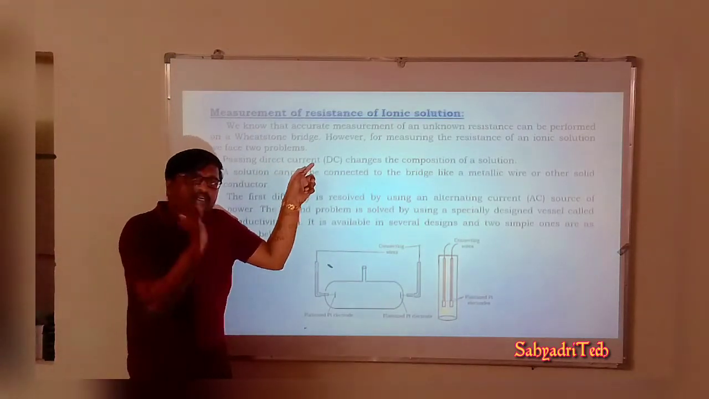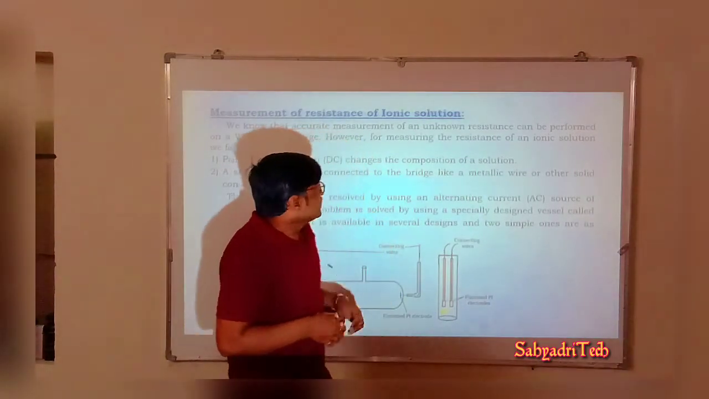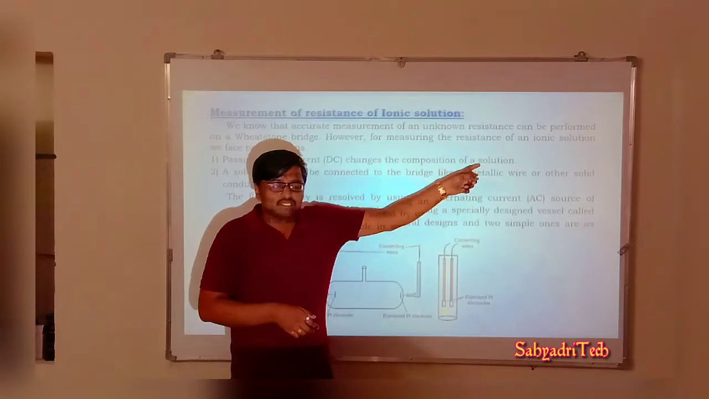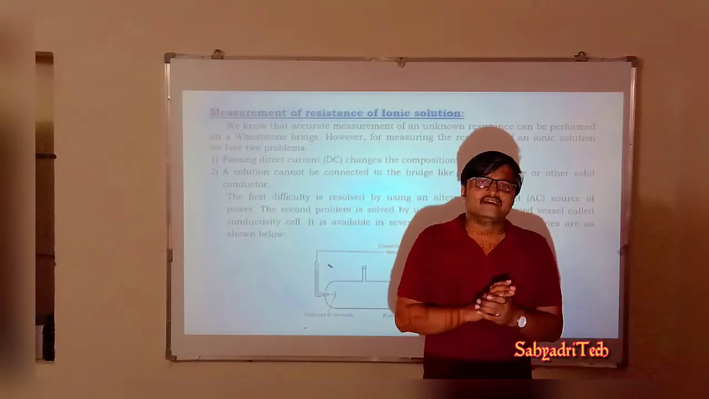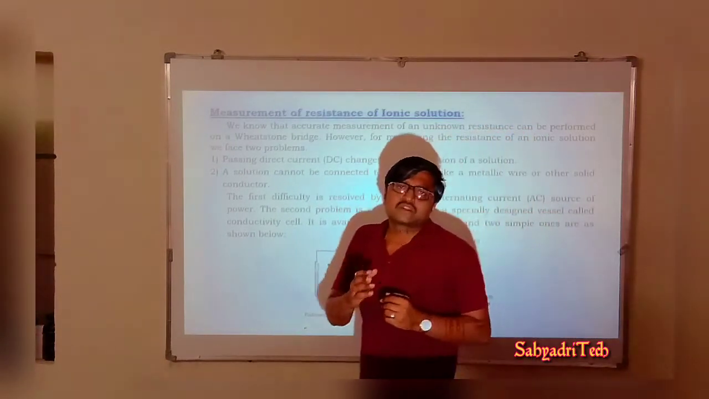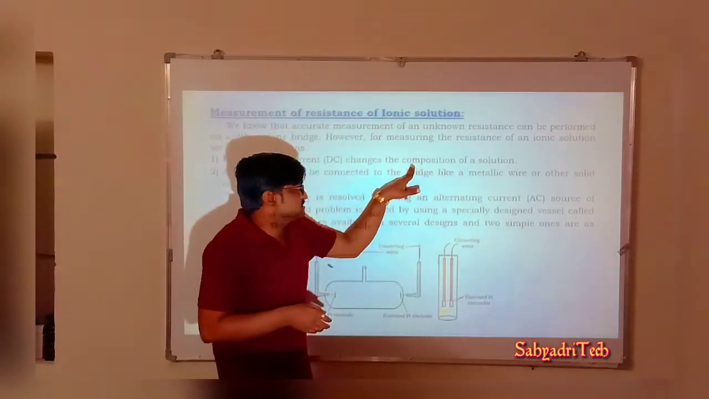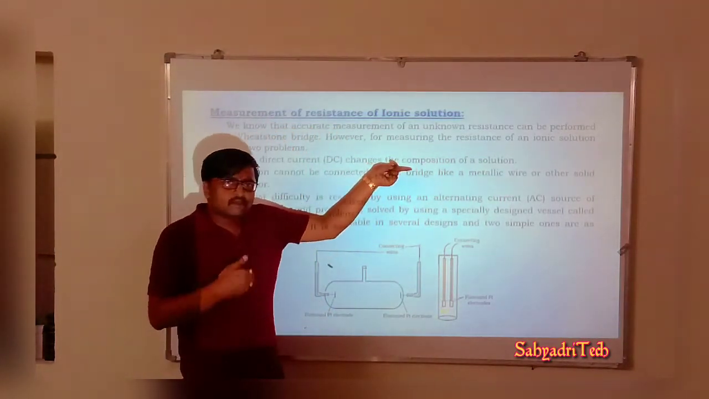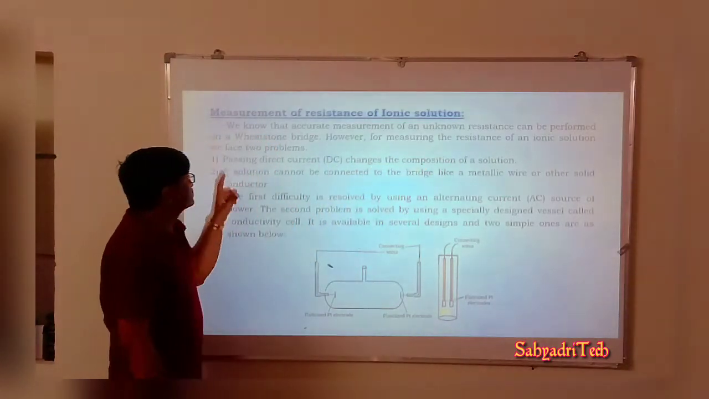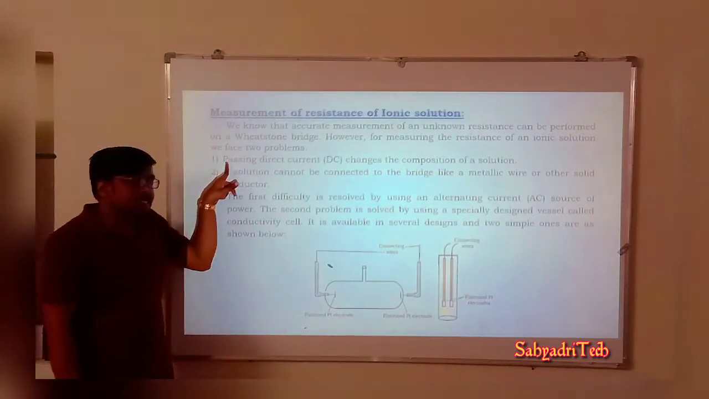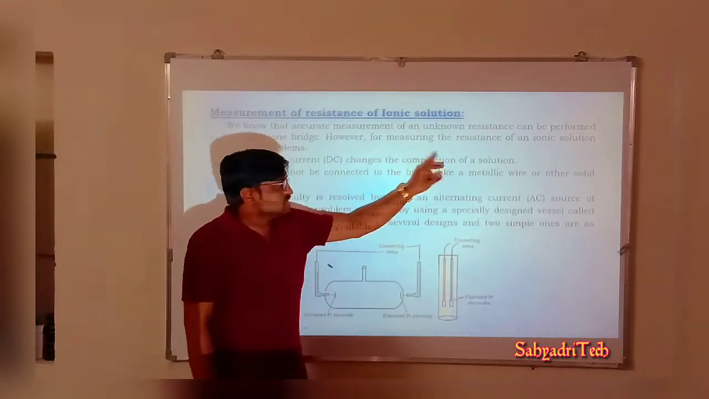If you pass direct current through any ionic solution, or I can say electrolytic solution, what happens? The composition of the solution changes. Whenever you pass a direct current, the ions present in the solution undergo some chemical changes. So if they undergo chemical change, the composition of the solution itself changes. So what is the first problem? Passing direct current changes the composition of a solution.